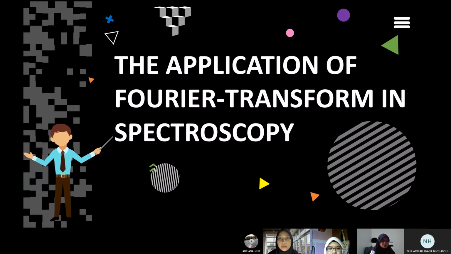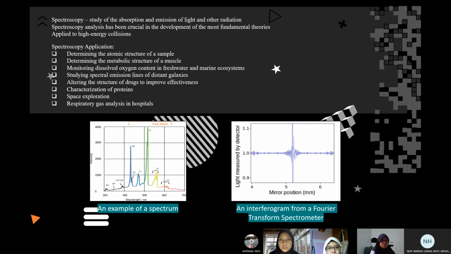Okay, I will continue for my part. Fourier transform, or FT, is useful in the study of solutions of partial differential equations to solve initial boundary value problems. There are many applications in a variety of fields such as optics, geology, spectroscopy, acoustics, computer science, and medicine. For this assignment, we choose the Fourier transform application in spectroscopy.